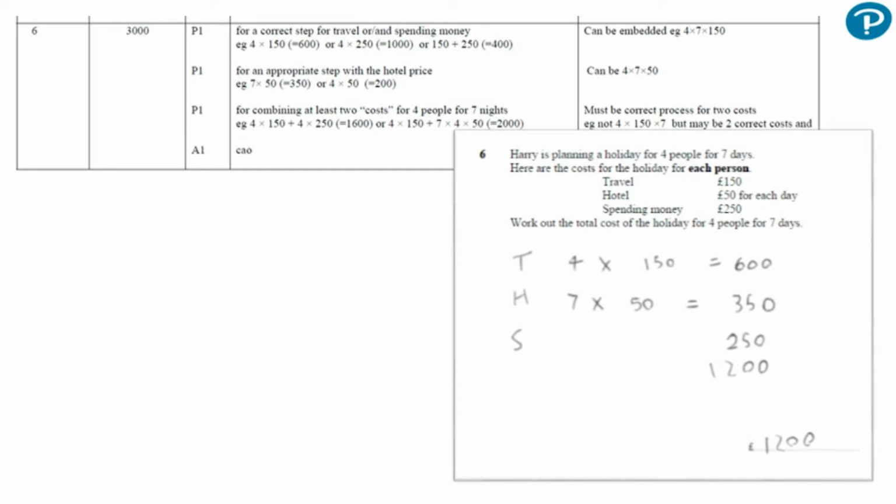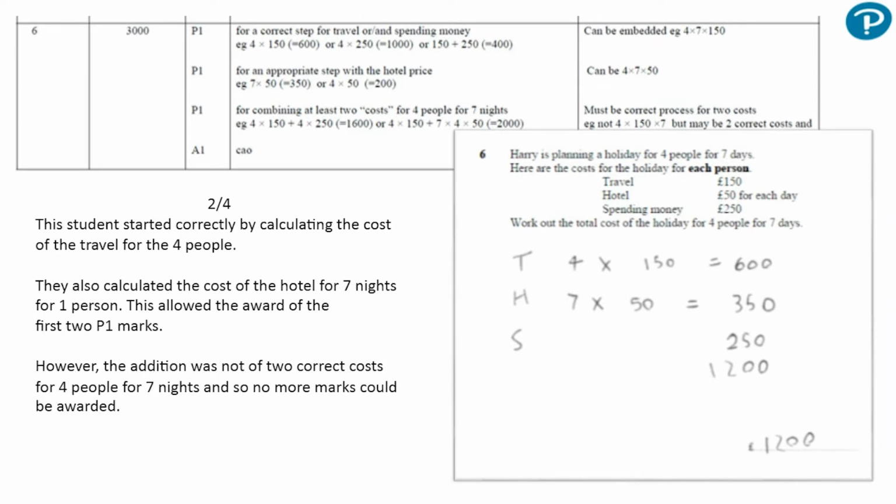So Harry Plant 2, or 1, interesting. Katie 2, Matt 2. The 2, they correctly calculated the cost of the travel for the 4 people, so they did the 4 times 150, so they got P1 there.